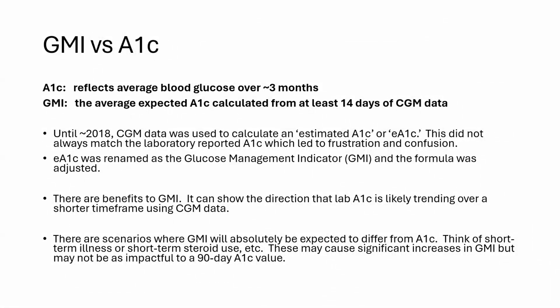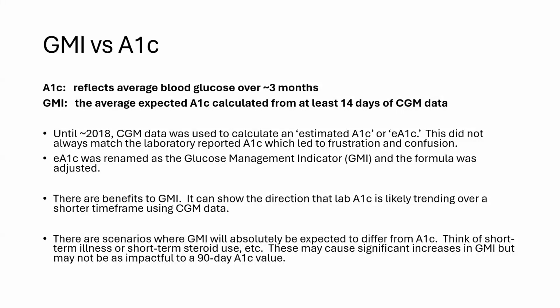The GMI and the A1C. So not going to tell anybody anything that you don't know here, but sometimes we like to be reminded of a few things. But the A1C is really our average blood glucose over about 3 months, and that's what the classic lab test does for us. And GMI is very, very similar, but it's the average expected A1C calculated from at least 14 days of CGM data. So until about 2018 or so, CGM was used to calculate an estimated A1C or an EA1C. This did not always directly match what lab reported A1Cs are, and that caused some confusion and frustration for people.